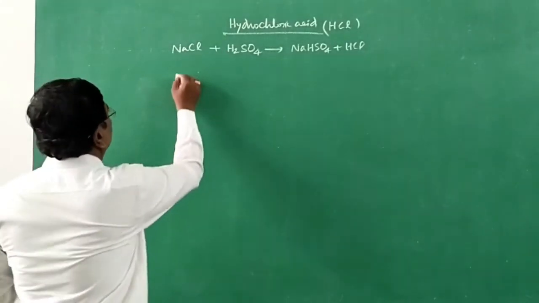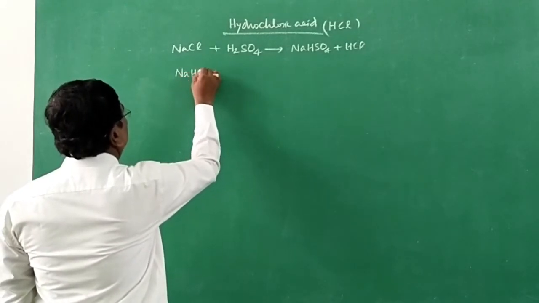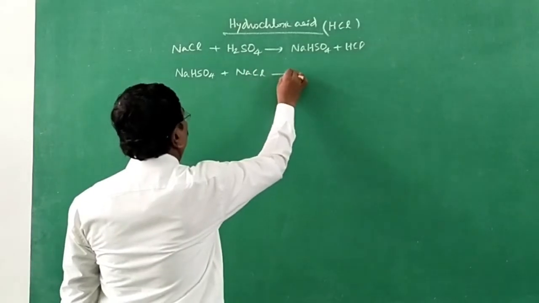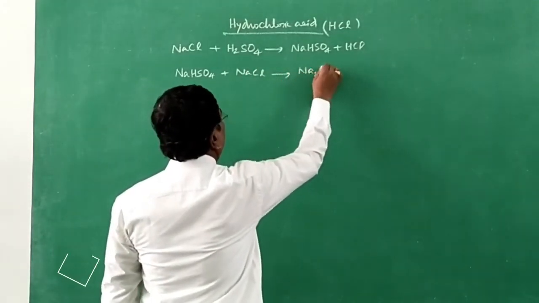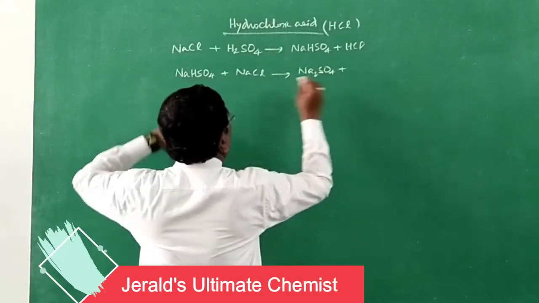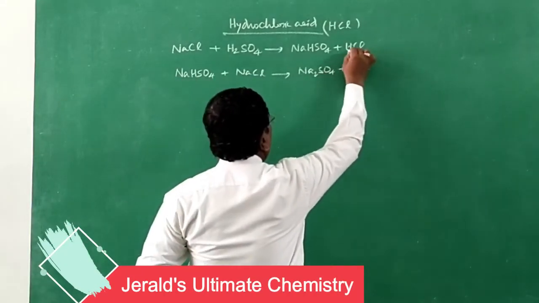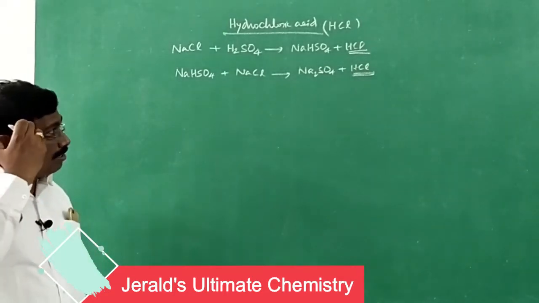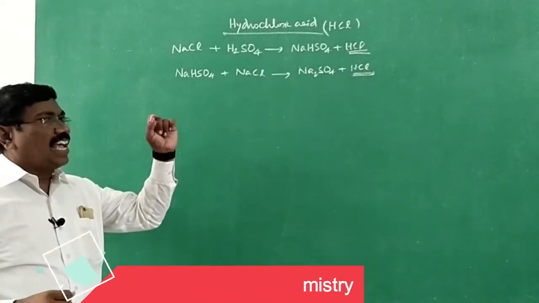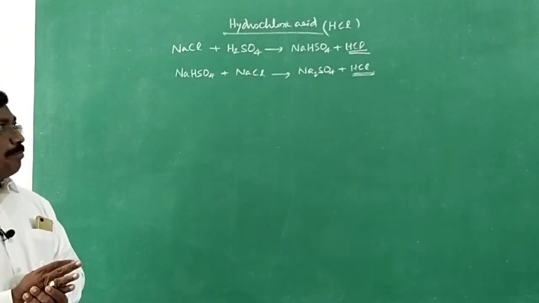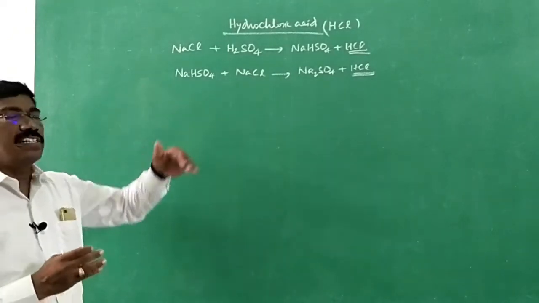Again, the sodium bisulfate can react with one more molecule of sodium chloride to form sodium sulfate with the liberation of Na2SO4 and then HCl. So hydrogen chloride can be formed by the decomposition of chloride. The hydrogen chloride gas which is formed can be dried by passing it through concentrated sulfuric acid.